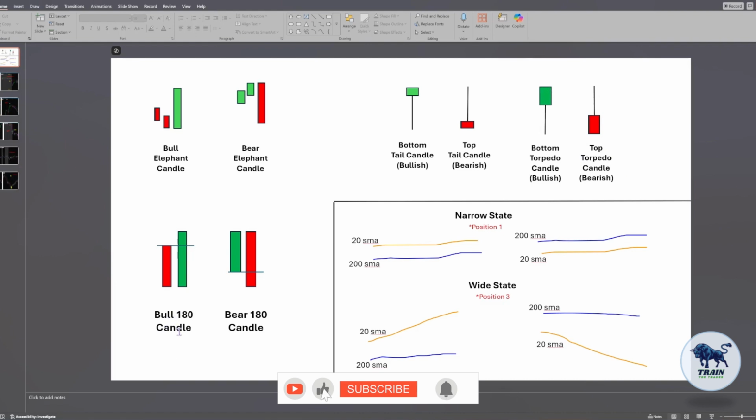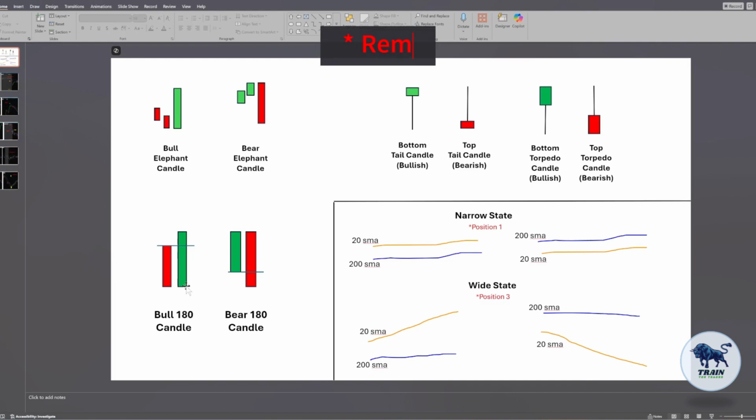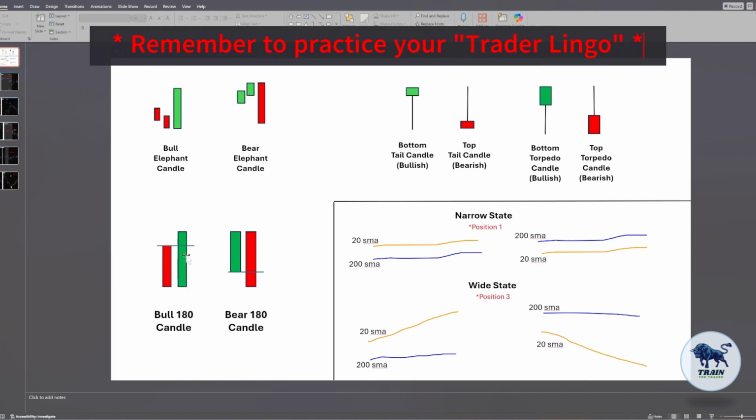Okay, last but not least, our bull 180 candle and our bear 180 candle. So this one is a pretty powerful candle. Now imagine you have sellers come in on this red candle, push price way down, and the very next candle, the buyers step in and not only push the price back up, but they push it beyond the opening of the previous candle.